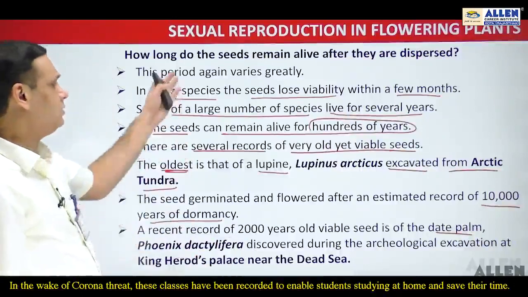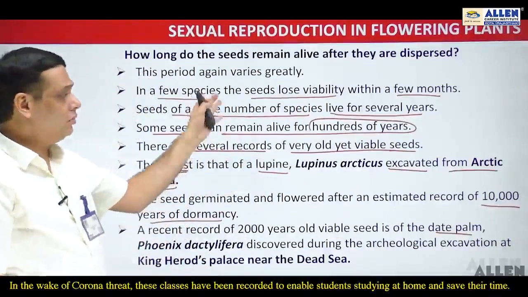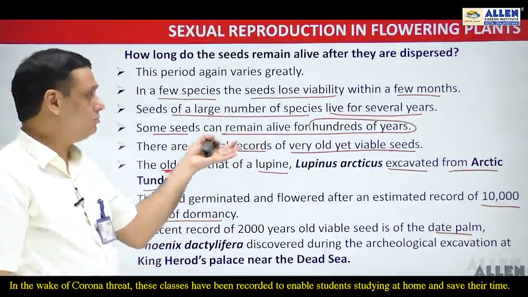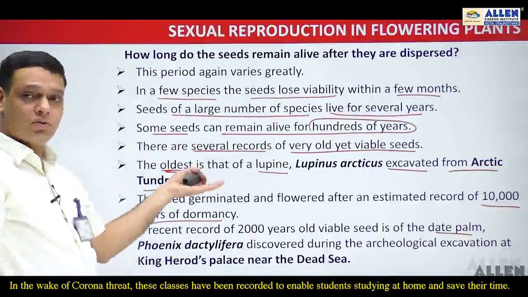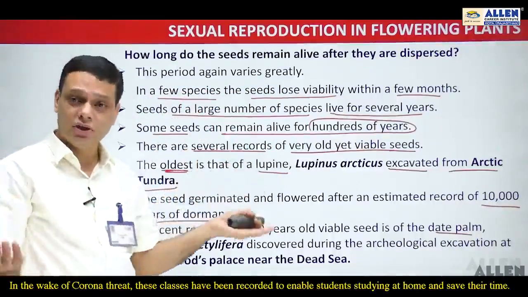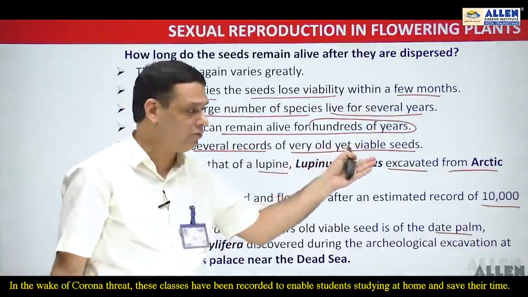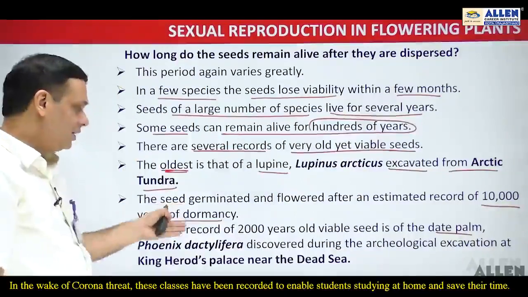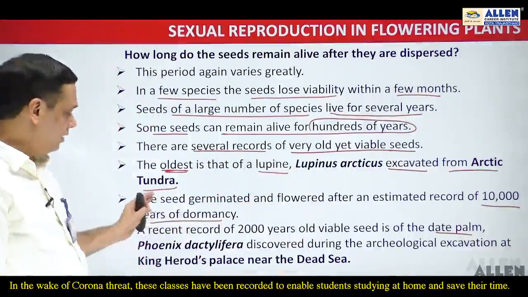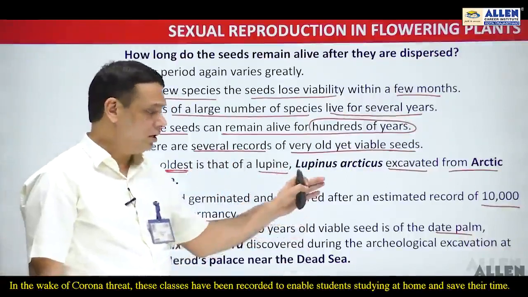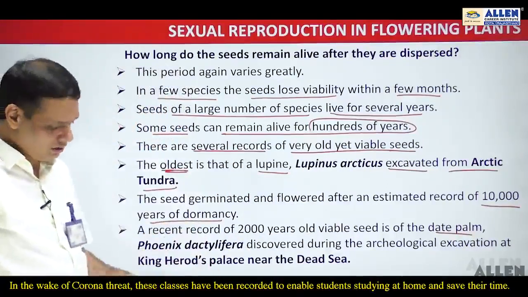So we must say that seeds remain alive after their dispersal. In some species they may lose viability after a few months, but in a large number of species they may be viable for several years, and some seeds remain alive for hundreds of years. And these are the two important examples: the oldest one, Lupinus arcticus, excavated from the Arctic tundra region, and the viable seeds of date palm, Phoenix dactylifera, obtained during archaeological excavations from King Herod's palace near the Dead Sea.